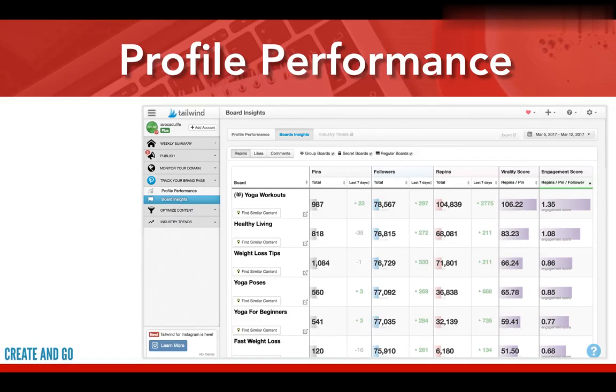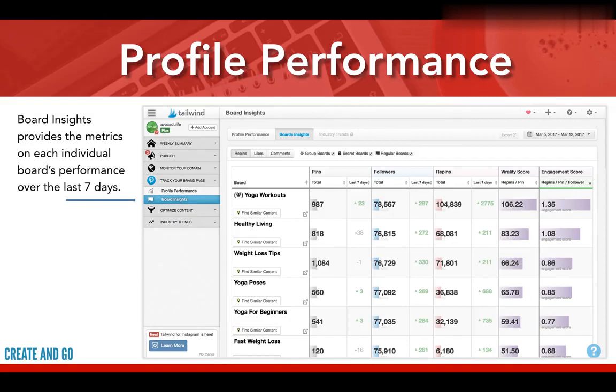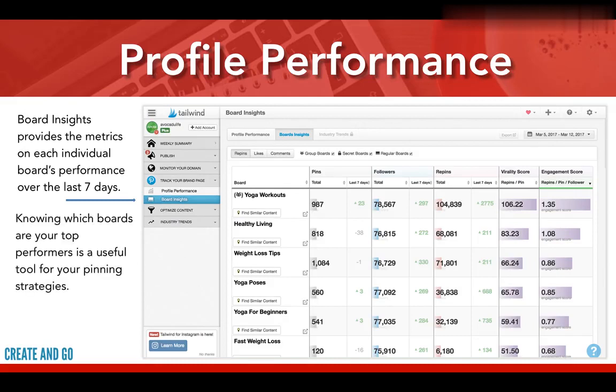So let's talk about your board insights. And this is this tab right over here. The board insights provide the metrics on each individual board's performance over the last 7 days. Knowing which boards are your top performers is a useful tool for your pinning strategies.